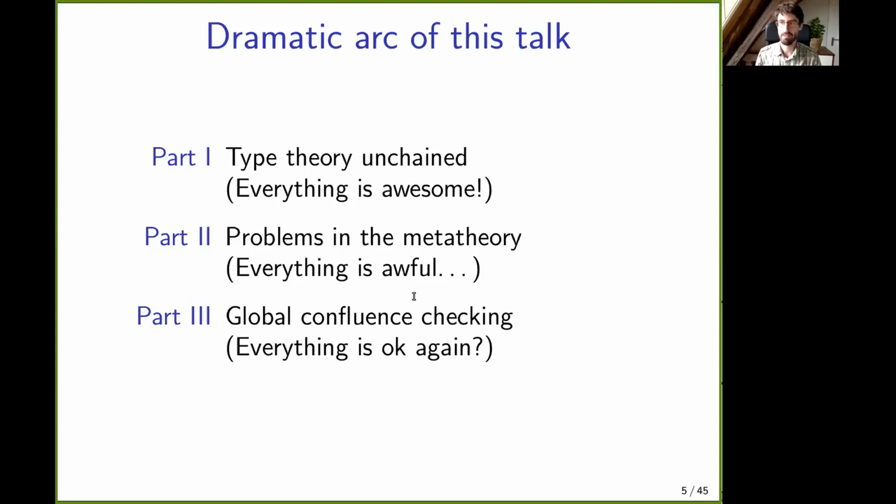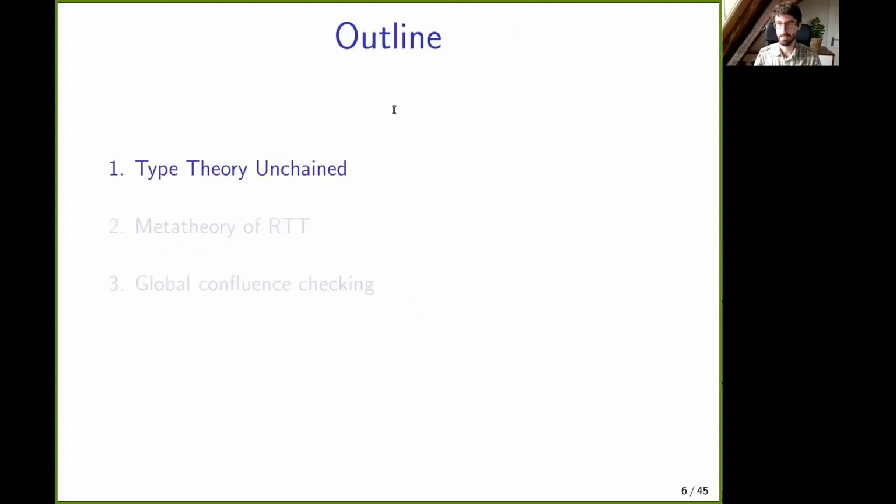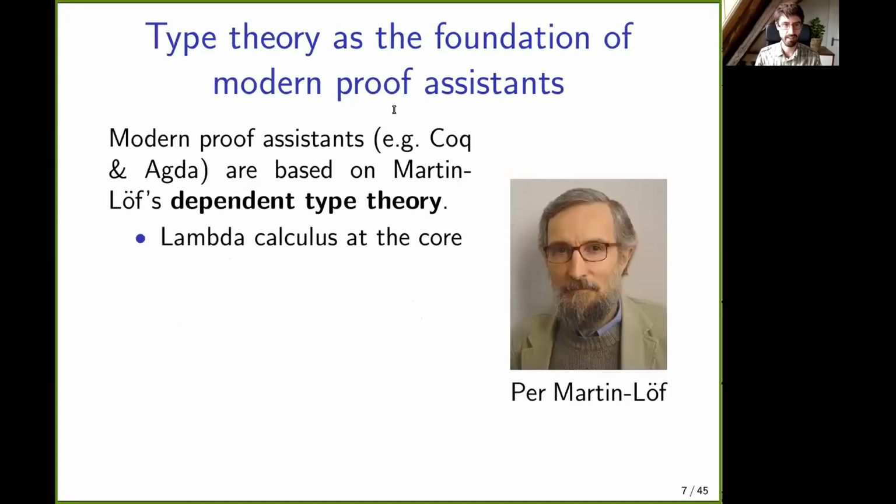But in the third part, we'll resolve this conflict by adding a confluence check, which will at least restore some of the good properties that we expect from a dependently typed system. And everything will be kind of okay again, and we'll have a system that hopefully is more usable than we had before we added rewrite rules. So that's the overview of the talk. I'll start with the first part, which is the type theory with rewrite rules, type theory unchained.